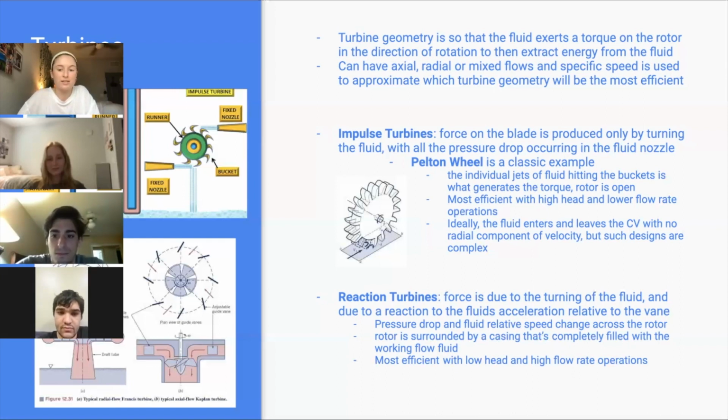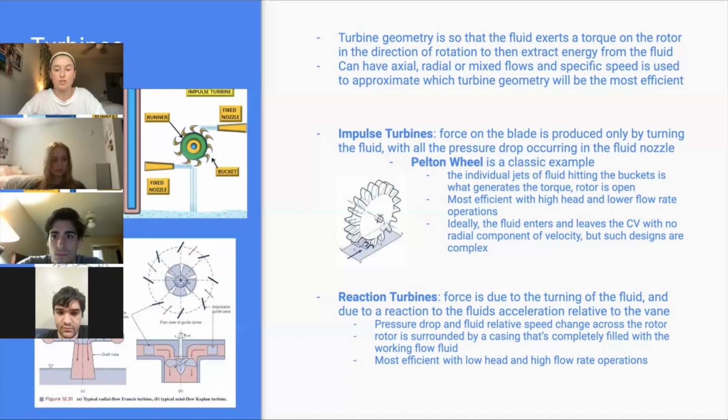The individual jets of a fluid hitting the buckets is what generates the torque, and the rotor is open. So it's not enclosed in a casing, it's open to the outside. It's the most efficient with high head and lower flow rate operations. And ideally, the fluid enters and leaves the control volume with no radial component of velocity, but such designs are pretty complex.